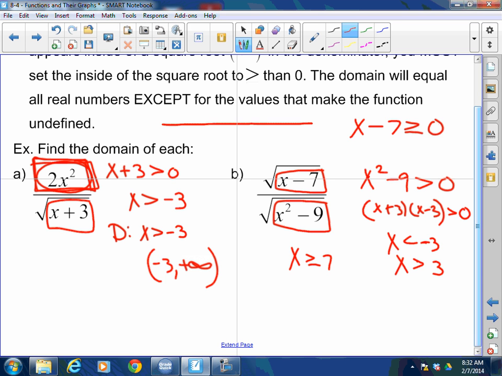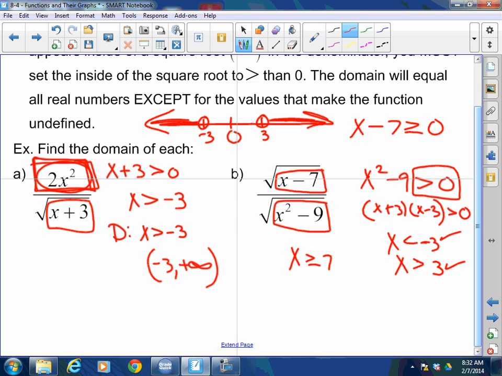On a number line here, you have a 3 and a negative 3. But do you see how this is a greater than? Always go greater. So you take the negative 3 and you take the 3. When it's greater, we want to be shading on the outside of the graph. So it's going to be shaded to the right and to the left. Hence, x is less than negative 3 or x is greater than 3.